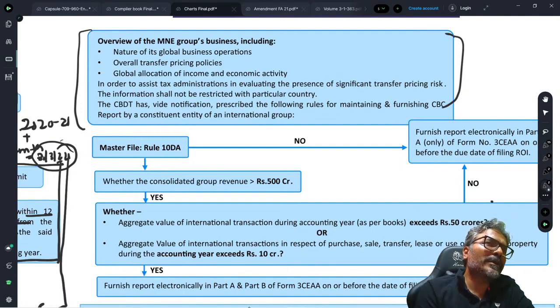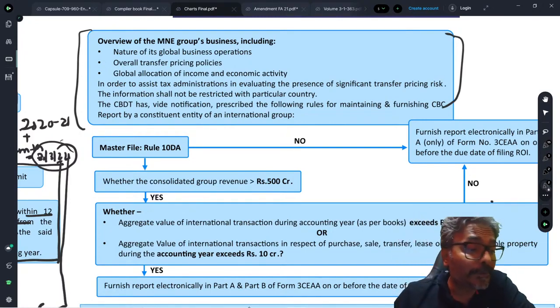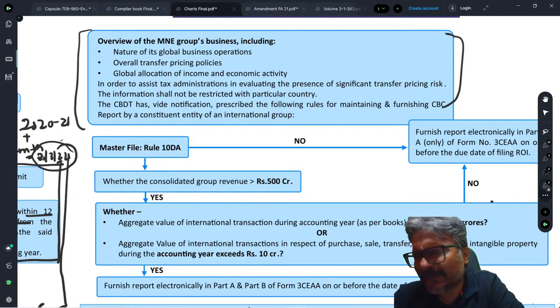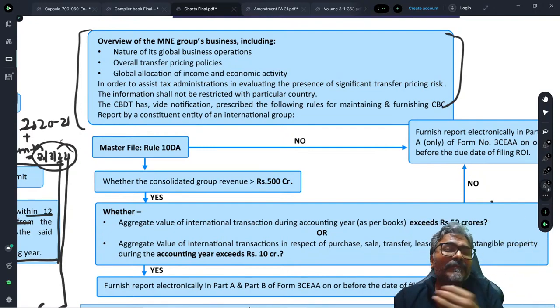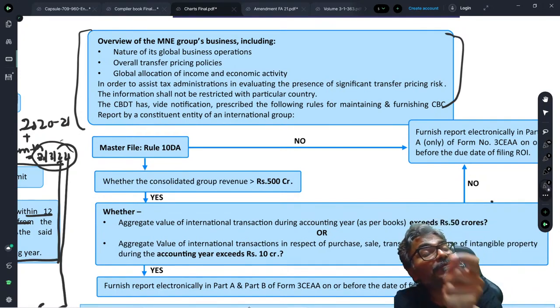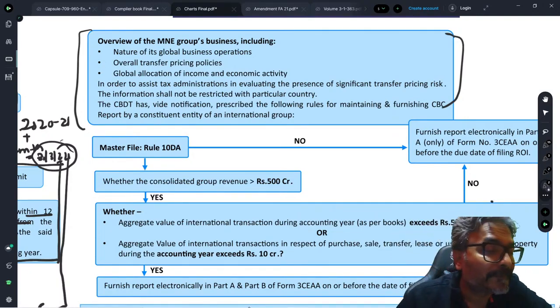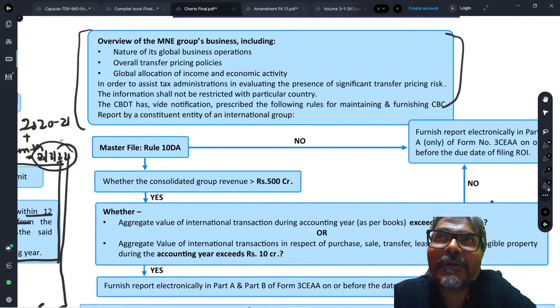This master file which I'm talking about is giving you the macro information like group policies, global operations, global allocation policies, etc. All the macro level information. Whereas a CBCR will give you the minutest of the information relating to the affairs of that particular company in that country. So the CBCR is more detailed, whereas the master file has a macro view.